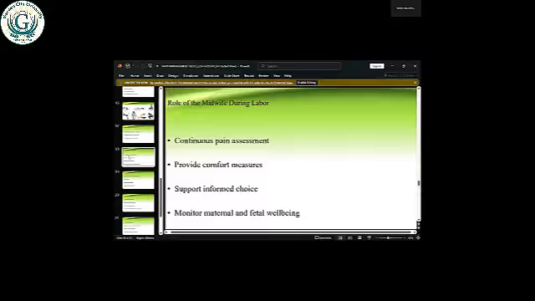Okay. Then second point, we provide comfort measures. As a midwife, during labor, we have a duty to play in providing comfort measures for a woman in labor. So with this, the midwife can help the woman cope with pain and release anxiety during labor.